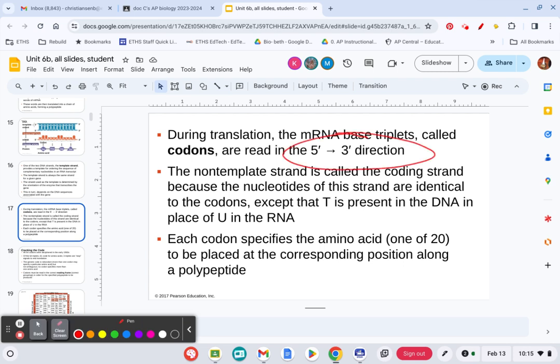So remember when we talked about DNA replication before, we talked about how these enzymes have a directionality. They have to go in one direction, and that's the 5 to 3 direction.